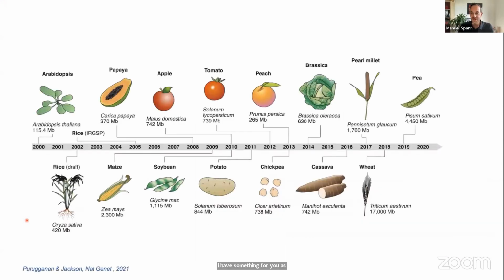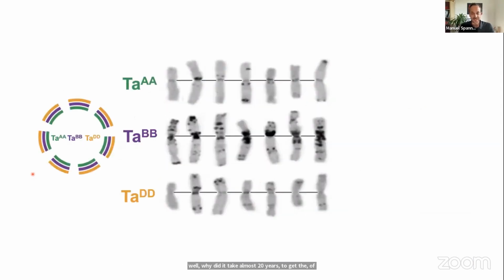Here's a timeline of the history of plant genome sequencing. Starting in the year 2000 with the first ever sequenced plant genome, Arabidopsis thaliana, there has been quite nice progress over the last 20 years. We've seen the genomes of rice, maize, tomato, and more recently also the genome of bread wheat in 2018. Looking at that, you may wonder, why did it take almost 20 years to decode the genome of bread wheat? The reason is the size and complexity of the wheat genome.